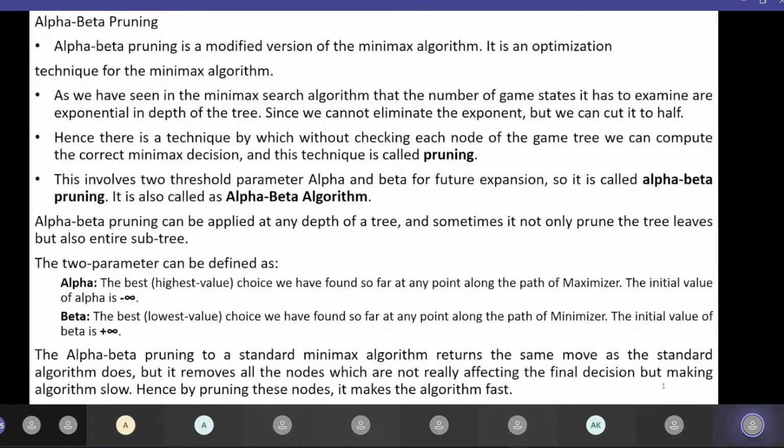Sometimes the terminal leaves will not be checked, and sometimes the subtree itself will not be checked. Some pruning will be done. So what are the two parameters? Alpha and beta.